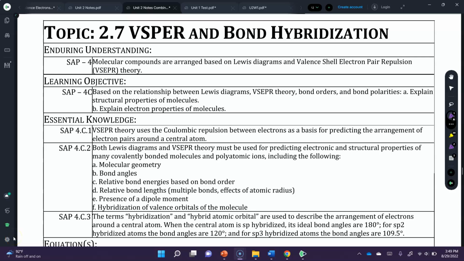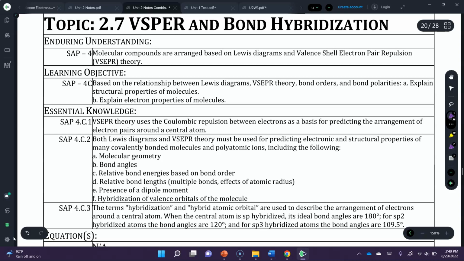Hello everyone, welcome to topic 2.7, VSEPR and bond hybridization. In this set of notes, we will look at how VSEPR theory uses Coulombic repulsion between electrons as a basis for predicting the arrangement of electron pairs around a central atom.